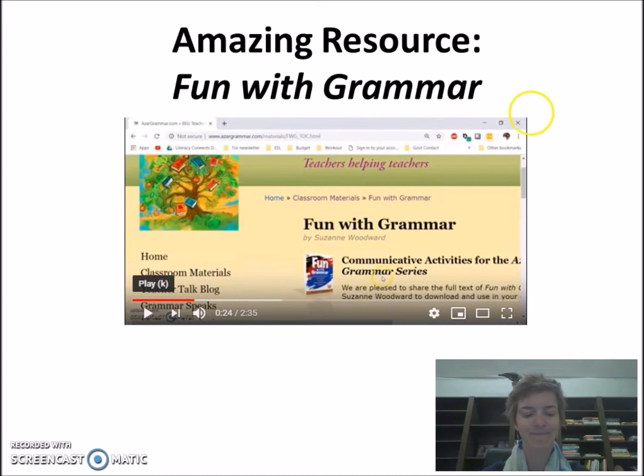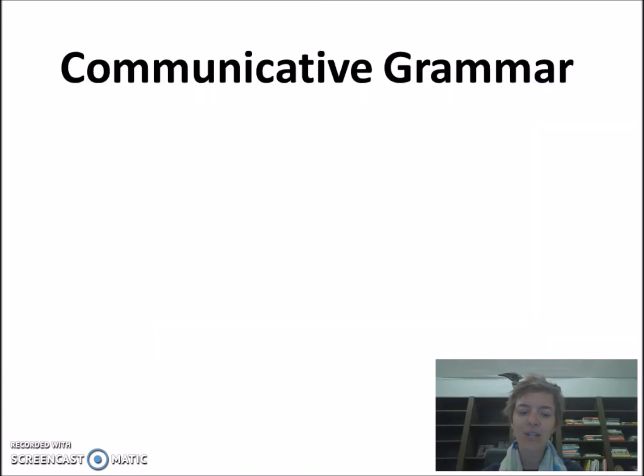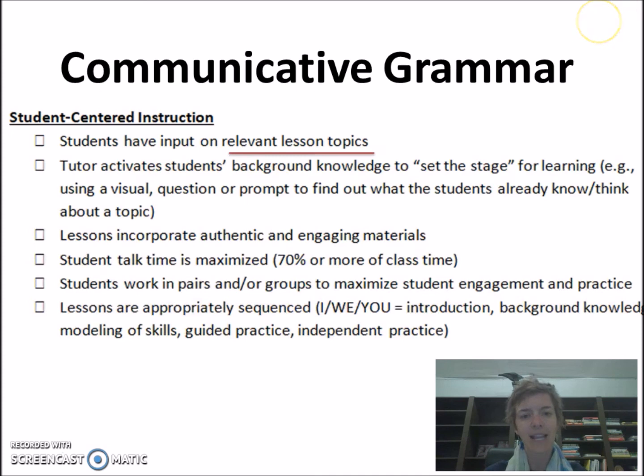So in conclusion, remember that when we teach grammar in a contextualized way that recognizes that grammar is only one component of effective communication, we show our respect for our students and their experiences while using ELA best practices like relevant lesson topics, activating background knowledge, using authentic materials, and maximizing student talk time.